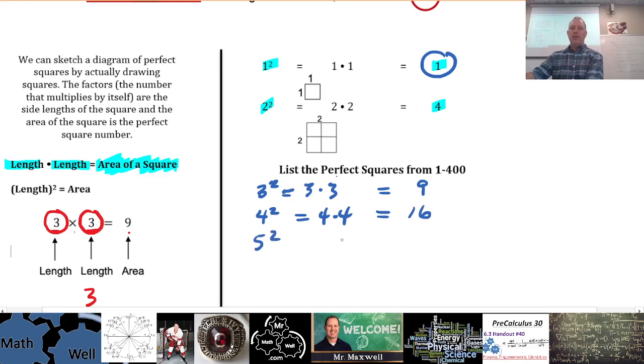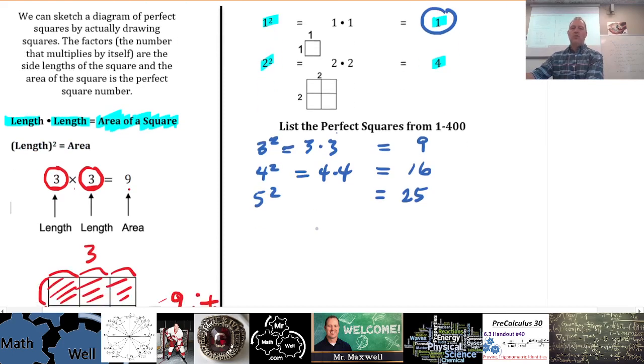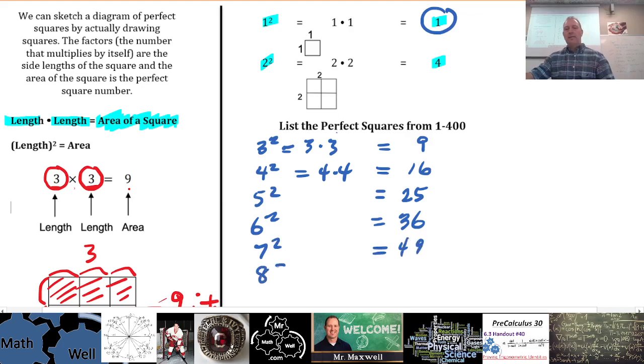Okay, you guys help me out here now. Let's just go, 5 squared is what? 25. That's 5 times 5 is 25. 6 squared is? Yeah, it's 6 times 6 or 36. Okay, 7 squared? 49. 8 squared and so on.